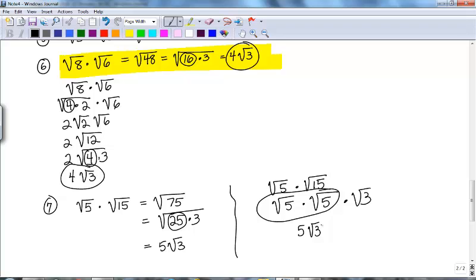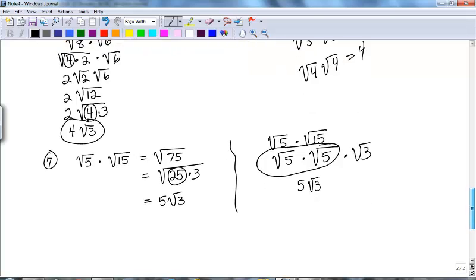Anytime you have a radical, like if I just said radical 3 times radical 3, that's just 3. If I say radical 4 times radical 4, that's just 4. Okay, simplify. We've done addition, subtraction, multiplication.